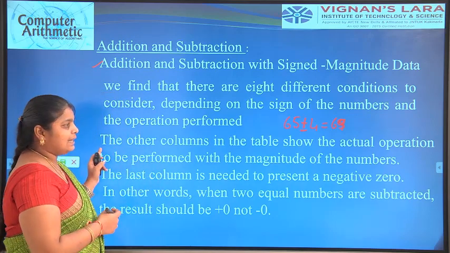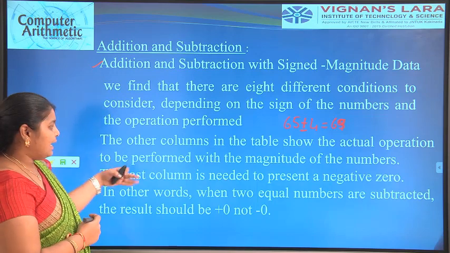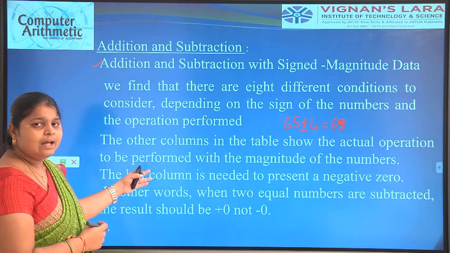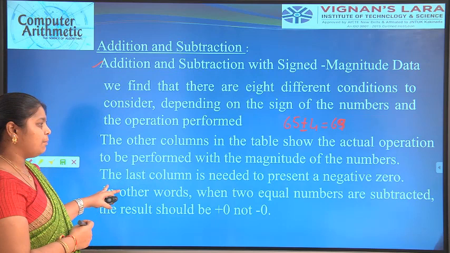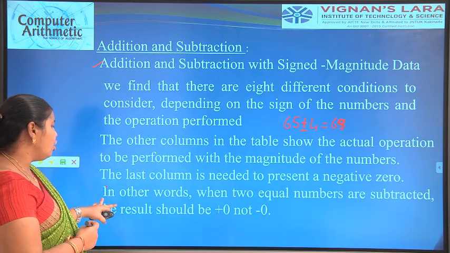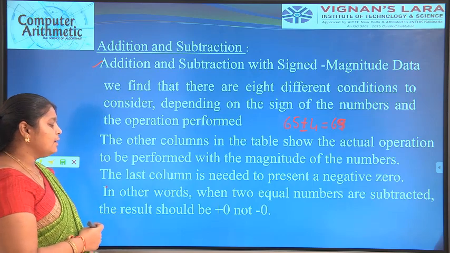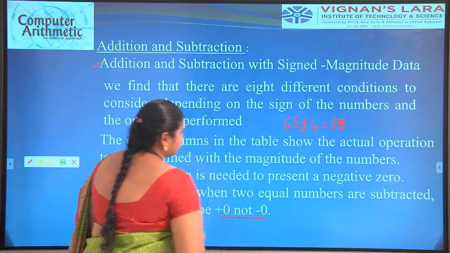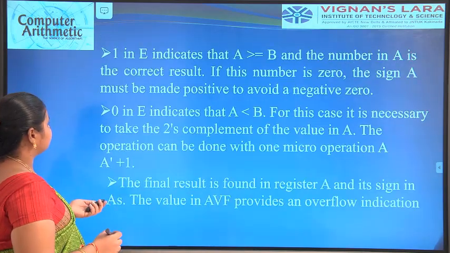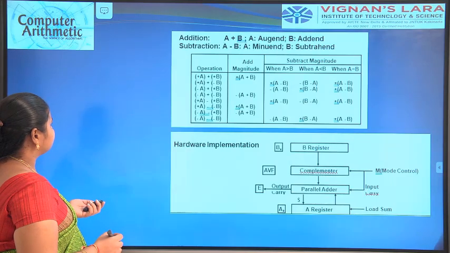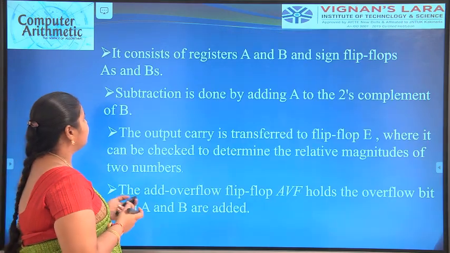The other column in the table shows the actual operation to be performed on the magnitude numbers. Next slide, we have the table for the arithmetic addition and subtraction of signed magnitude. The last column is needed to prevent a negative zero. In other words, when two equal numbers are subtracted, the result should be positive zero, not negative zero. This is the table.